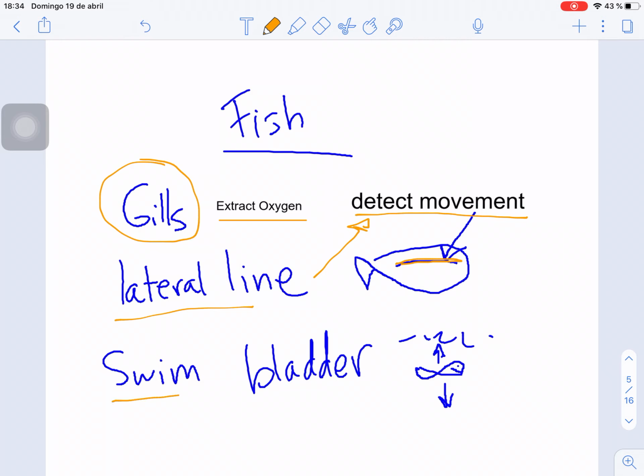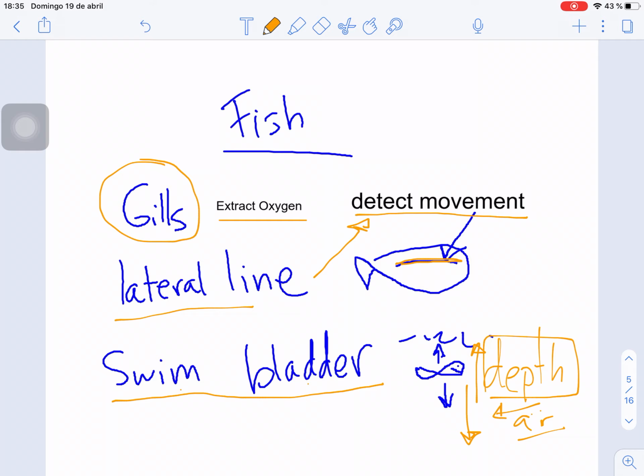Another adaptation that is unique is the swim bladder. The swim bladder is an organ that allows the fish to regulate the depth. They can inflate it with air, so they float more and go up, or they can insert water or a liquid, so they are heavier and they go down. So they can regulate at what depth they swim. Interesting, for sure.